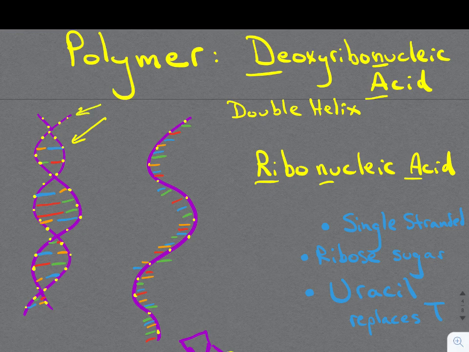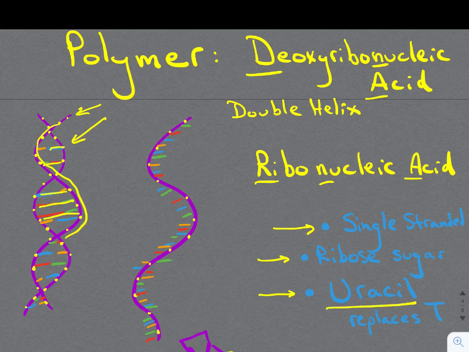With our sugars and phosphates in this backbone chain right here, and our nitrogenous bases forming kind of like the rungs of this DNA ladder across the middle. By contrast, ribonucleic acid is single-stranded. It has ribose sugar instead of deoxyribose. And instead of thymine, we have a nitrogenous base known as uracil. So instead of A, T, C, and G, we have A, U, C, and G.